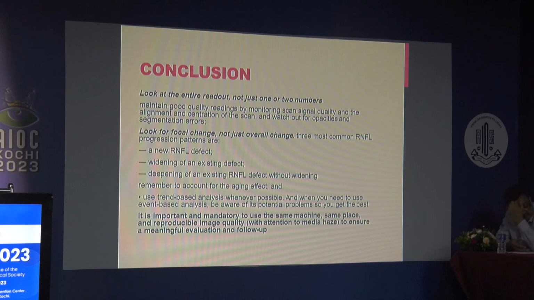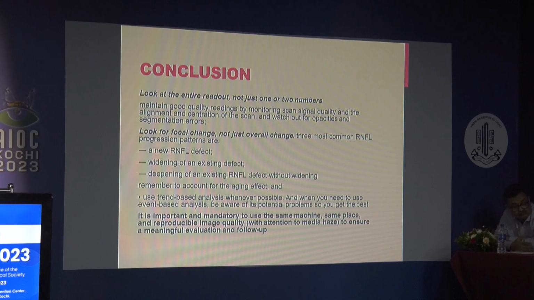So in conclusion, I would like to say you have to look at the entire readout. Don't directly jump to the RNFL values. Maintain a good quality reading by monitoring the scan signal quality, alignment, and centration, and watch out for opacity and segmentation error. Look for focal changes, not just overall change.